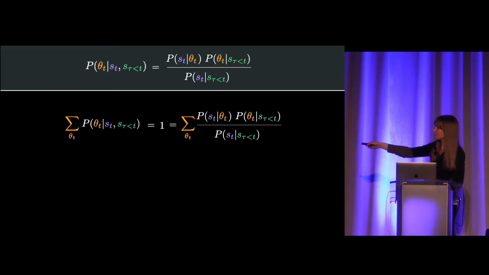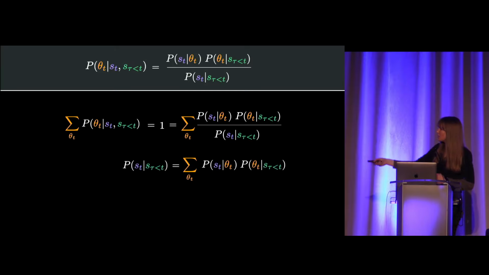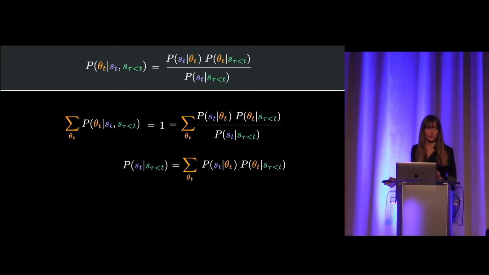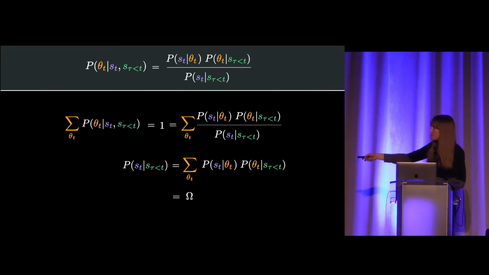So here you can see that this term in the denominator here doesn't depend on theta t, and so we can pull it out of the sum and multiply it by this 1 on the left-hand side. And so we get an expression for this distribution in the denominator here in terms of a sum over everything in the numerator. And so I'm going to define this to be a normalization constant, and I'm going to call this omega. And this is a constant that will be changing over time, but this is a constant that we can work out if we know these distributions here.